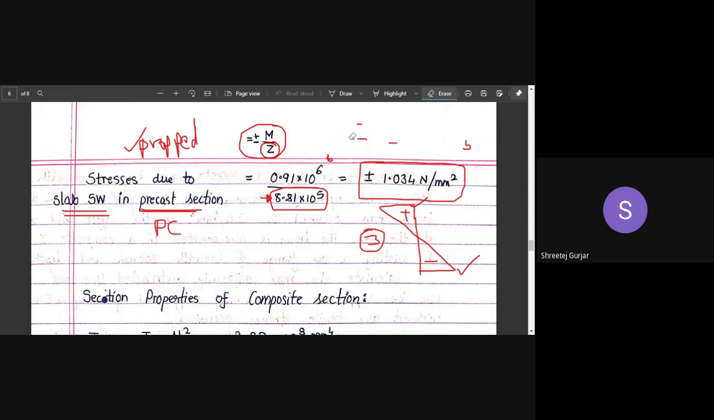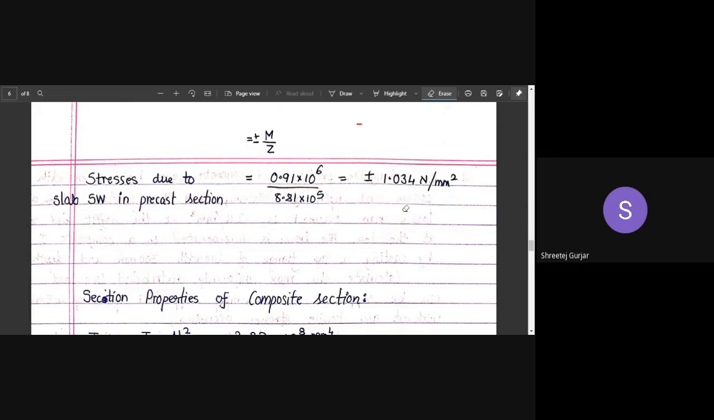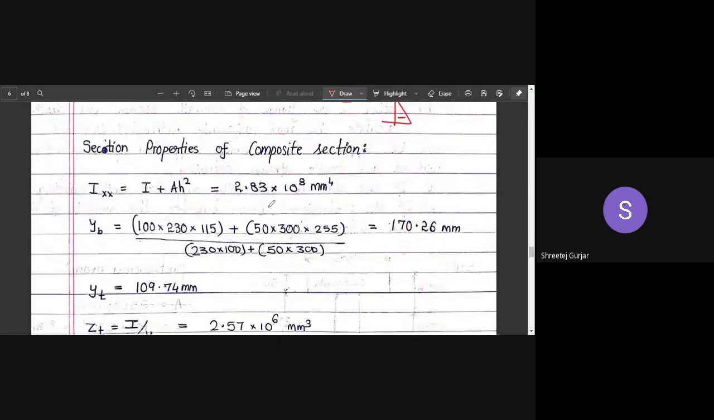Okay, so before we get into that, we shall calculate all the things regarding unpropped condition. So the third we have drawn, right? This is done. Plus or minus, that is plus or minus 1.034. Now, section properties of the composite section. So Ixx is equal to I plus A h square. I hope you can do this calculation. The direct answer has been written over here.